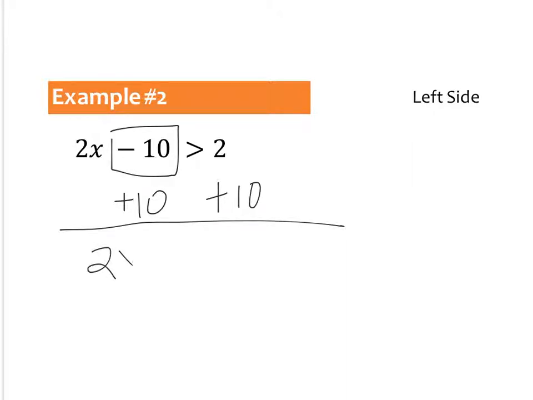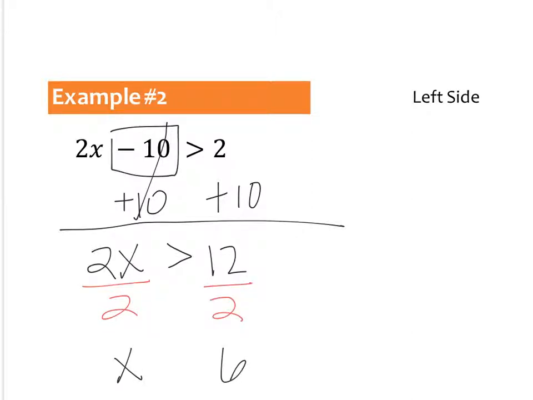2x is what I'm left with. A negative 10 plus 10 is 0, and then 2 plus 10 is 12, right? The symbol that I put between is the greater than symbol, okay? Last step, I'm multiplying by 2, so the opposite of multiplication would be division. So I'm going to divide both sides by 2, and then I'm left with x, 6, and the greater than symbol in between.